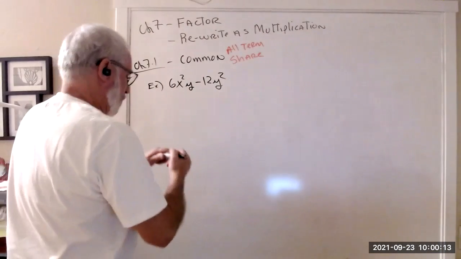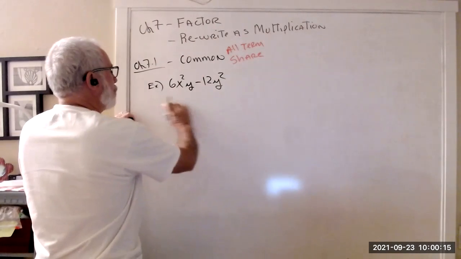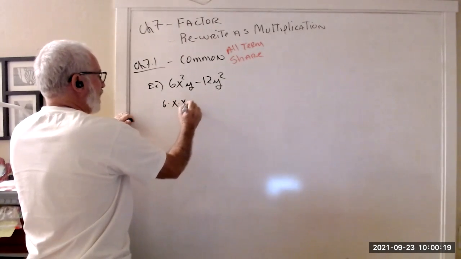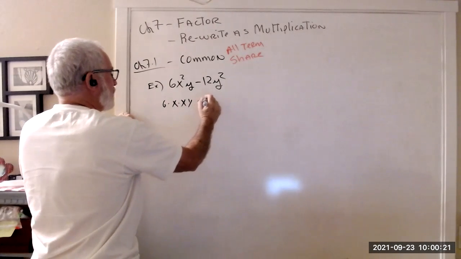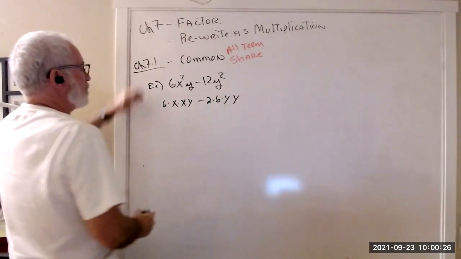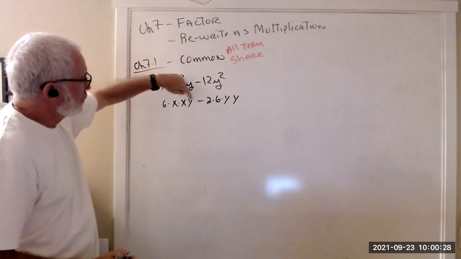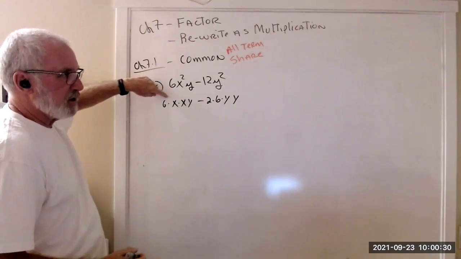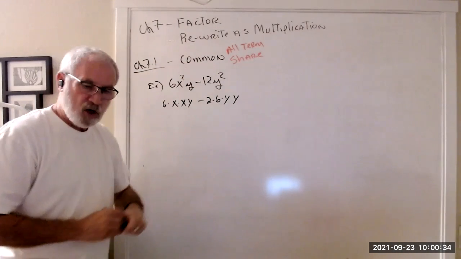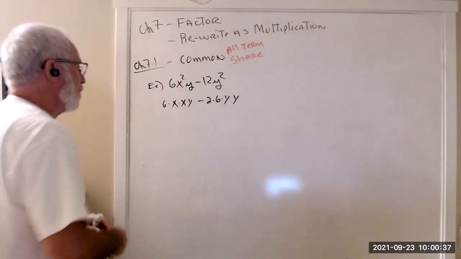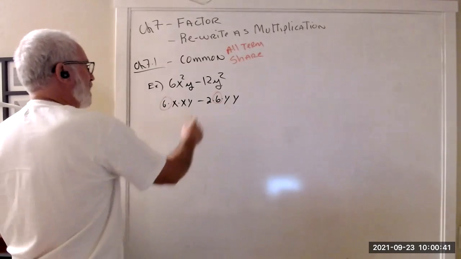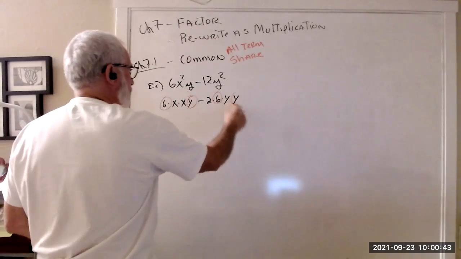Okay, so what we said is you need to look inside this. For example, I see 6xy minus 2 times 6y. So when I see 6x squared, I really see all of these pieces inside there. And when I see 12y squared, I really see all these pieces. So when we say common, what do they share? Well, they both share a 6 and they both share a y.